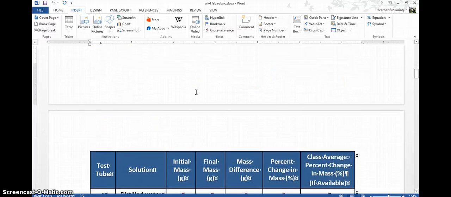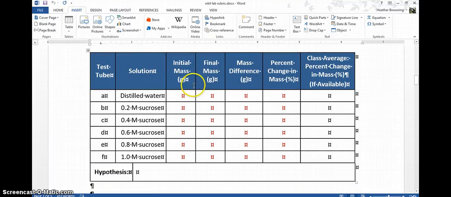Okay, plant cells in osmosis. So you're going to be soaking your potatoes, right? So you want to have your initial mass, your final mass. In the mass difference, if you went up in weight, add a plus in front of it. If it went down in weight, add a negative. Then tell me the percent of change in mass. Include that positive or negative in the change.